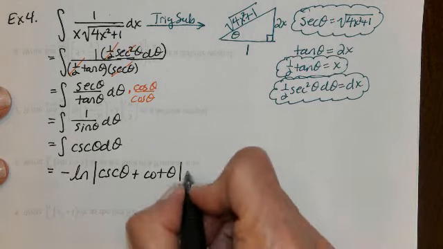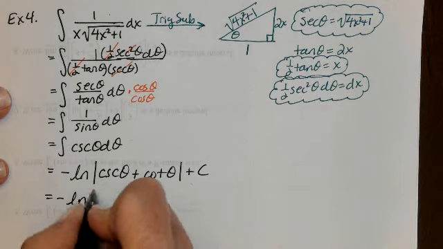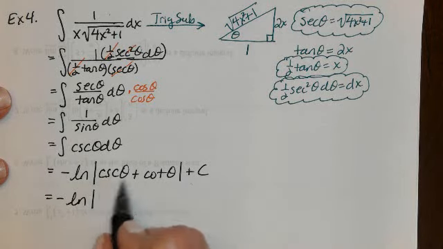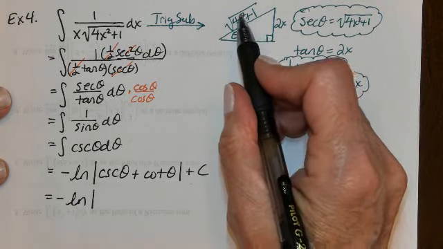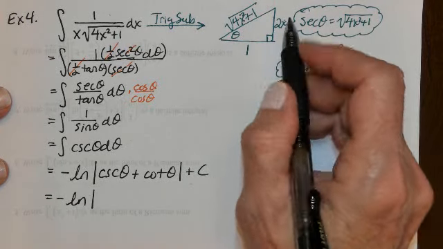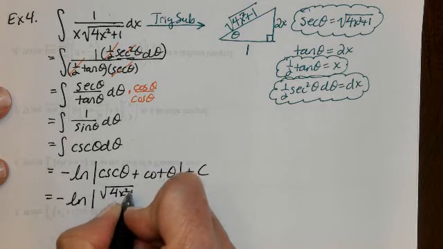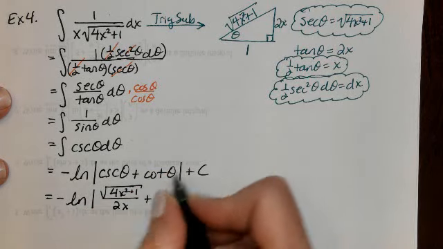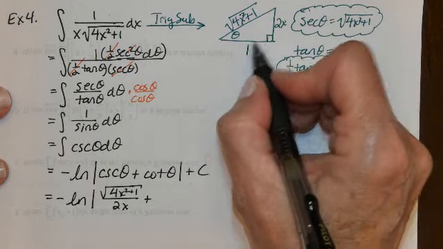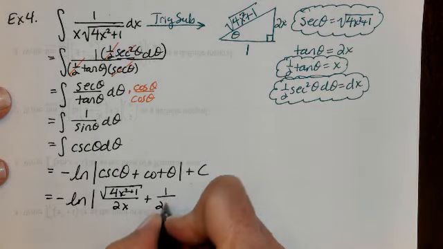Plus C. And now we just go back to x's. So what can we put in place of cosecant theta? Cosecant theta is hypotenuse over opposite. So square root 4x squared plus 1 over 2x plus cotangent theta is adjacent over opposite, so 1 over 2x.